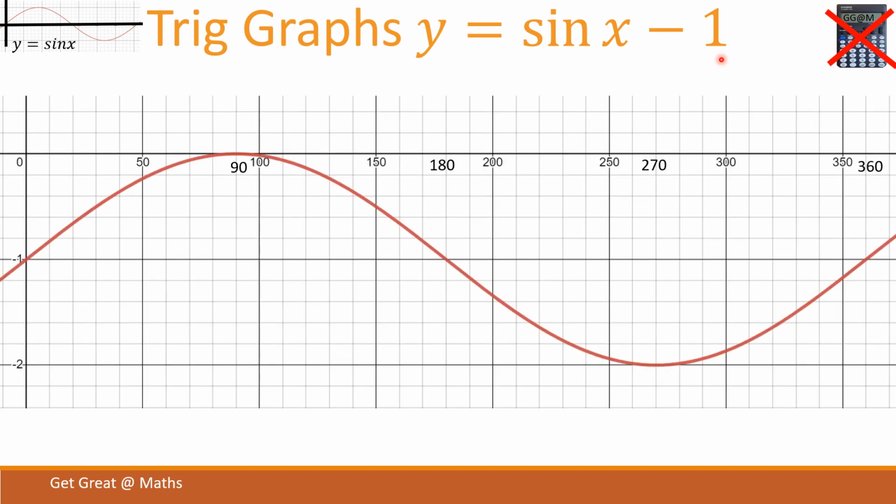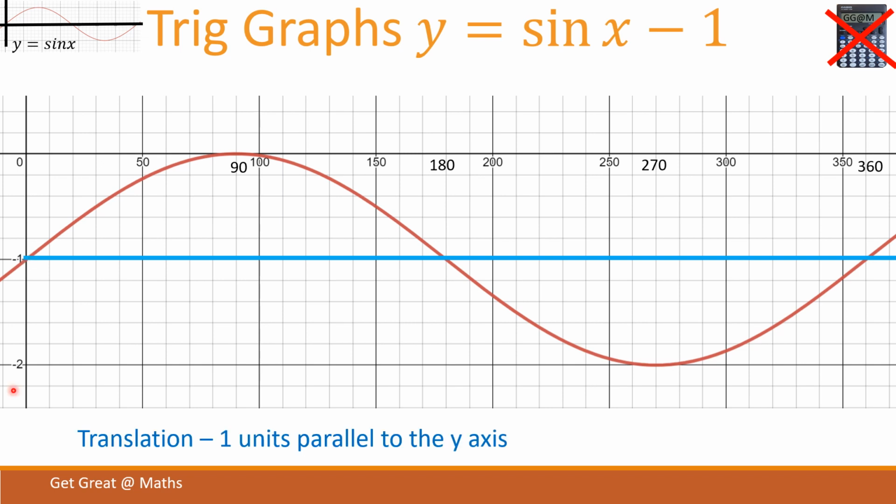So this graph has now shifted down by 1. So you can see here now is my central line, and it is down at minus 1. So the whole graph from where it was at the top has actually come down by 1. So every point has moved down by 1 point from where it was previously. Now we can describe this and we can say it is a translation of -1 units parallel to the y-axis, or I can write that as a translation of (0, -1).